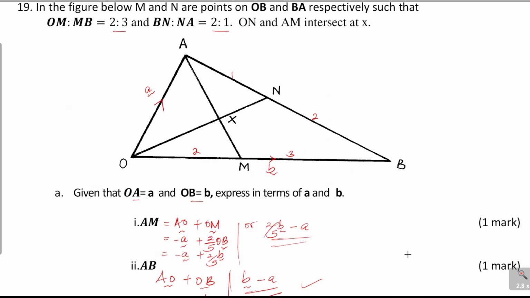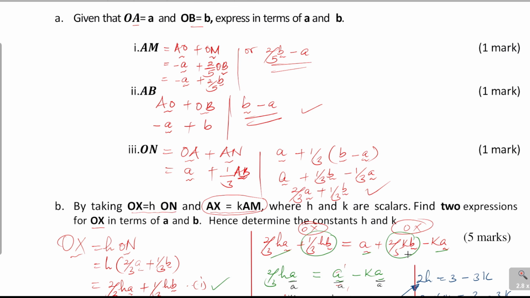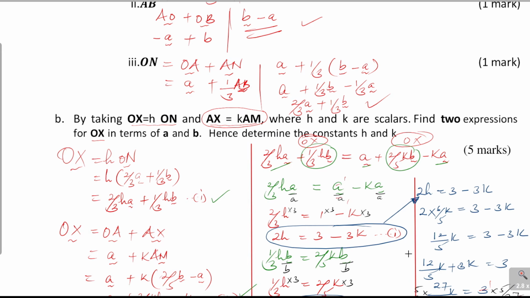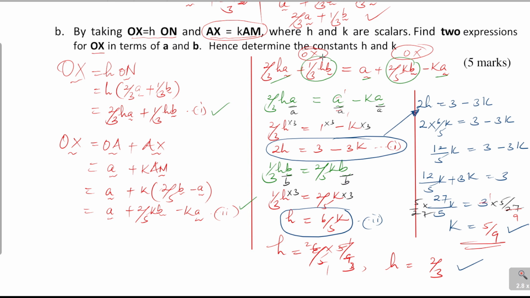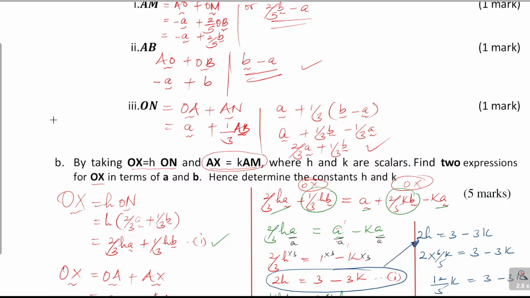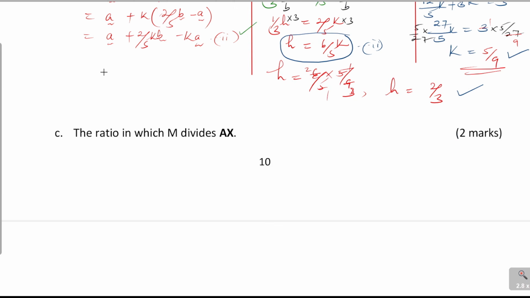What is going to help us? There is this expression that you're given involving ax that we used in the second part. So there is this expression here that ax is equals to k am. That is what you're going to use. Ax is equals to k am.